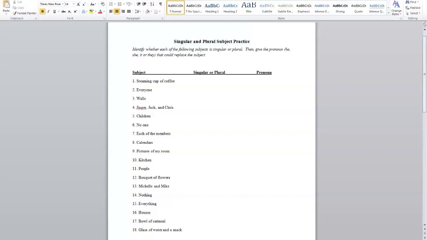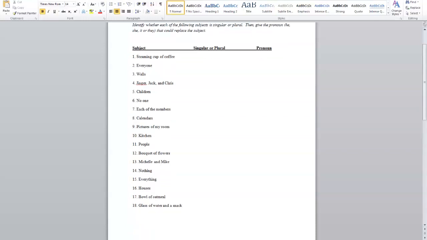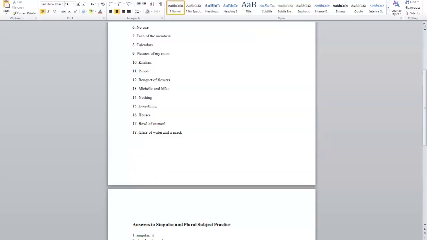Now you see many times the plural subjects have an S, right? But people and children are irregular plurals. So they don't have an S, but we know they're more than one. When you have a compound subject like Michelle and Mike, that refers to two people. So that should be replaced by they. Similar, number 18, glass of water and a snack. That's two things. That should also be replaced with they. And houses, a plural noun, should also be replaced with they.